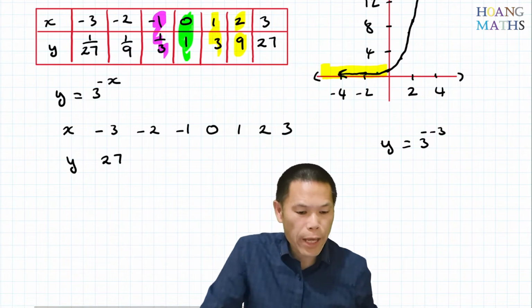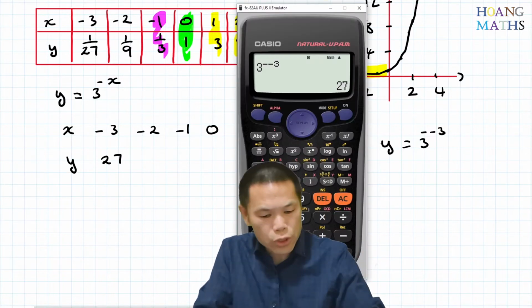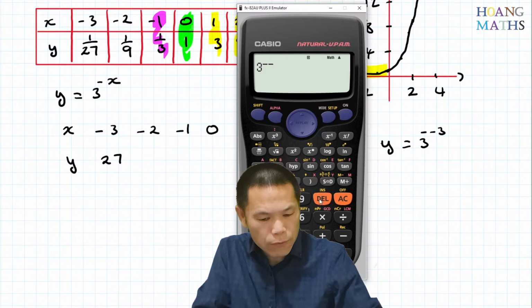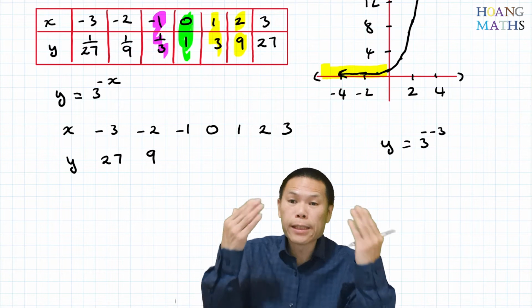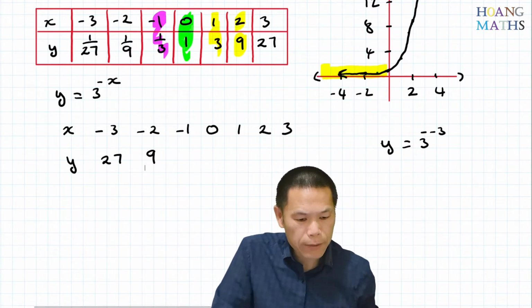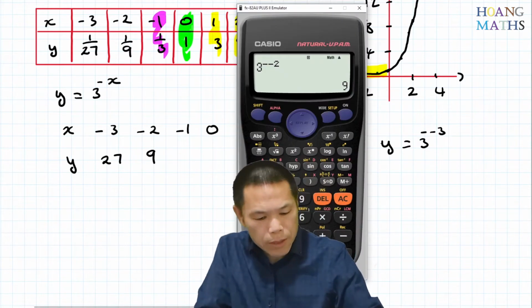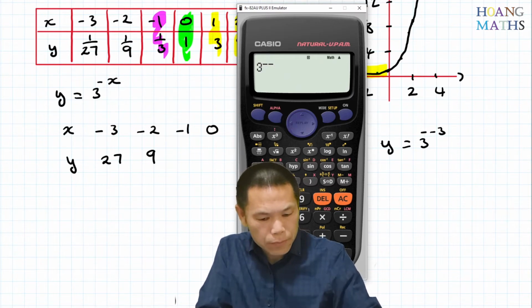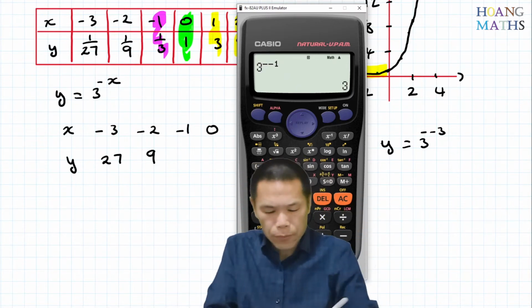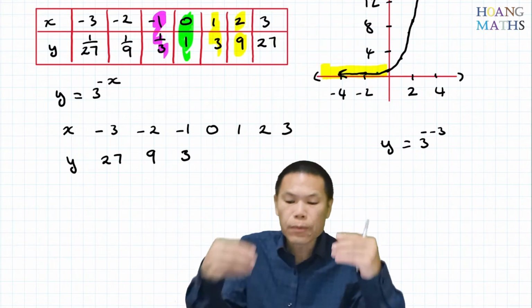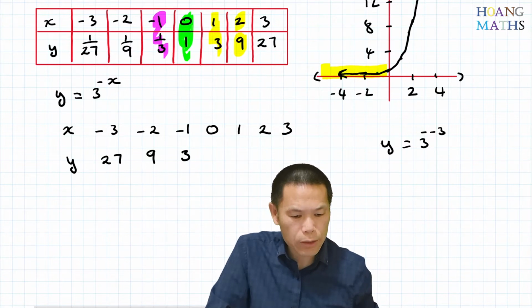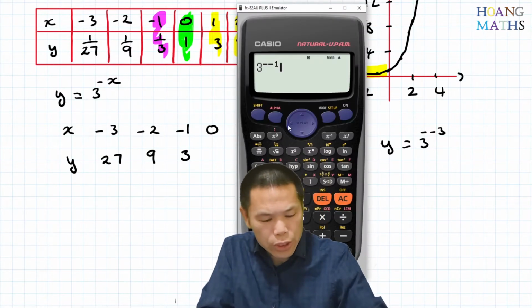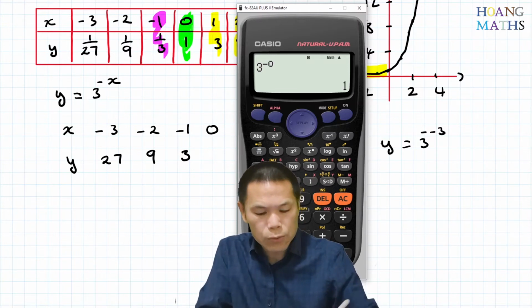27. And when x is equal to negative 2, we just change that into negative 2. There you go. So that gives me 9. And when x is negative 1, we just go back. So that gives me 3. And then x is equal to 0. So anything to the power 0 is 1. Otherwise, you can just put it in a calculator. So I change that to negative 0, which is 1. There you go.